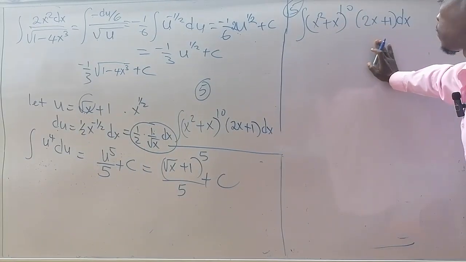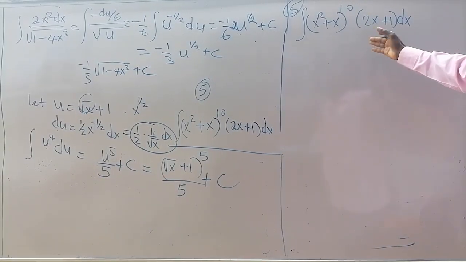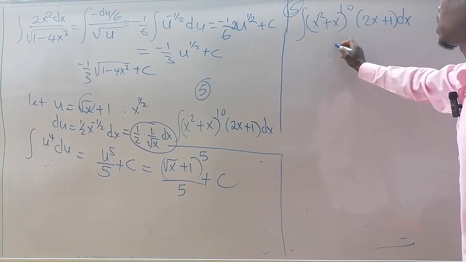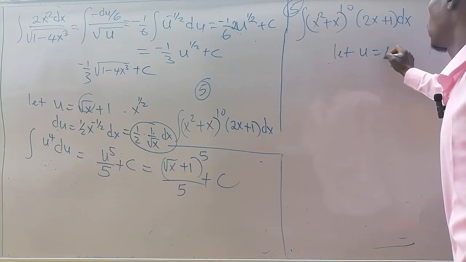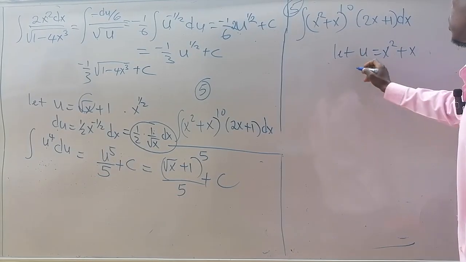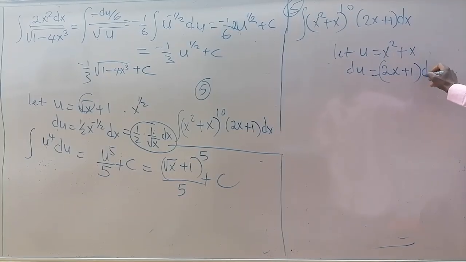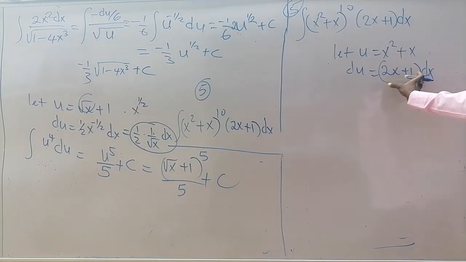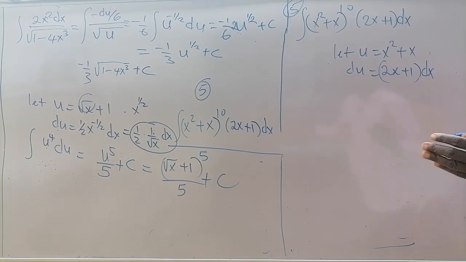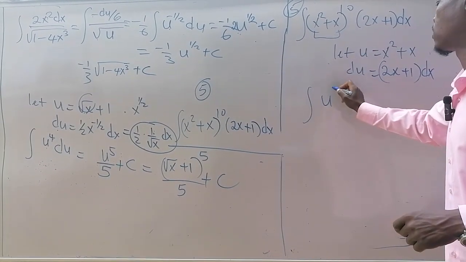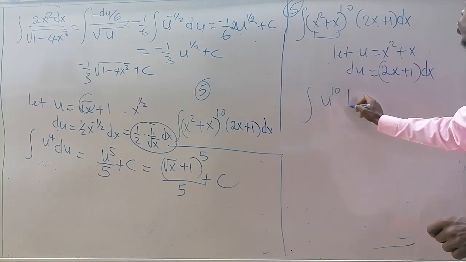So the last part, question 5, as we have been doing, you substitute for the one that is complex, the one that has the power. So let u be equal to x squared plus this. So the u is equal to x squared plus 2x plus 1. And then you put your dx. Okay, it's an expression. That's why I have to open and close the brackets. Then the question will now become u to the power 10, and then du.